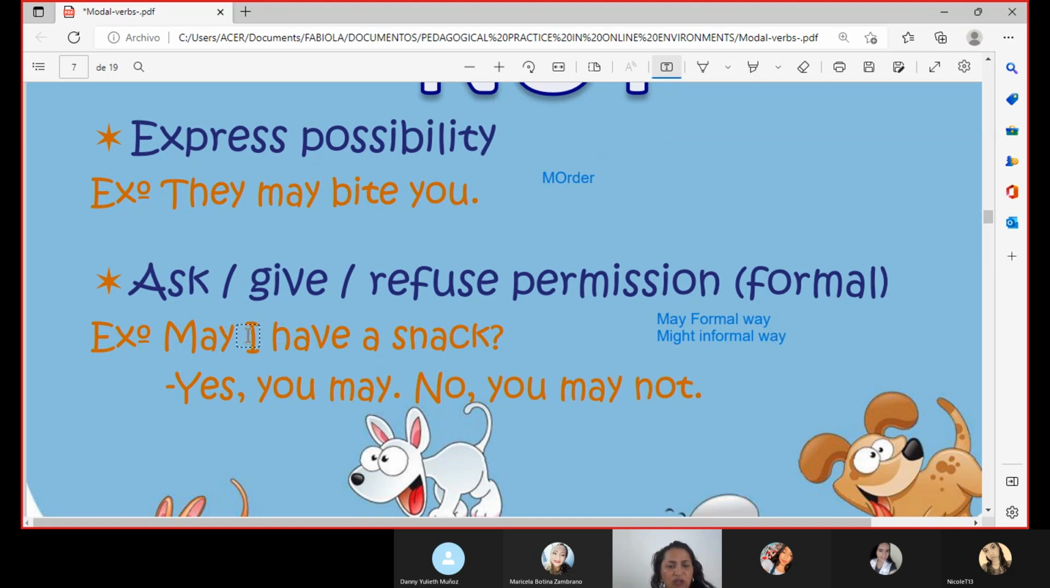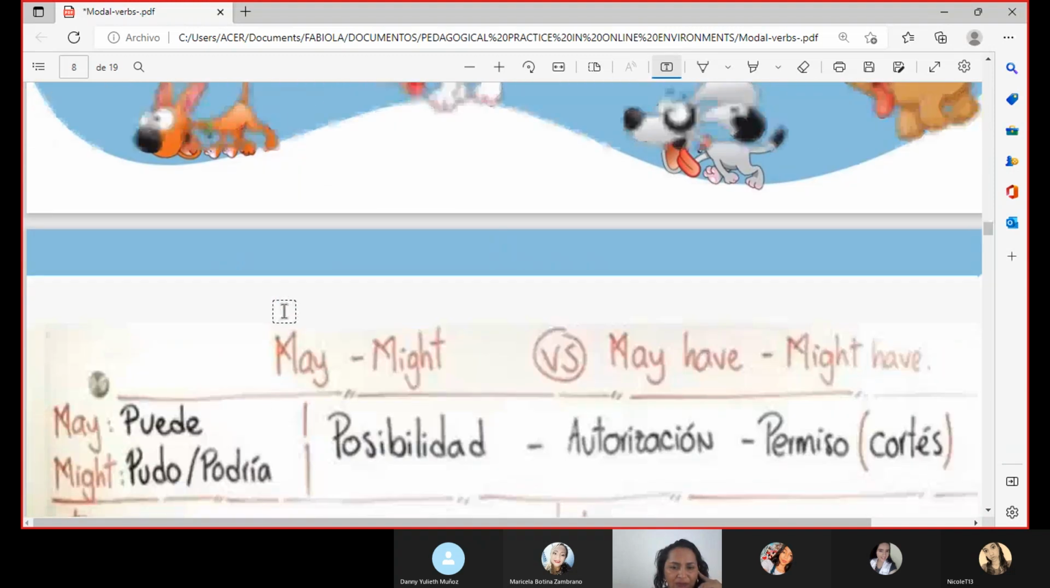And remember, for a question, you change the position of the verb. You say, may I have a snack? Or may they bite you? Or may you buy this food? ¿Podrías tú comprarme esas frutas? You say, in short form, yes, you may, or no, you may not. Yes, una forma corta para responder. But here appears another example.